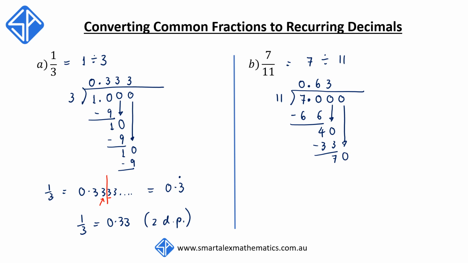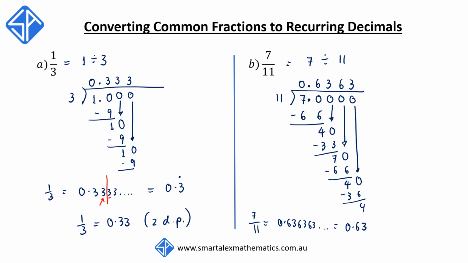Add a 0 and bring it down. 11 goes into 70 6 times. 11 times 6 is 66. Subtract. We're going to get a 4. Add another 0. Bring it down. 11 goes into 40 3 times. 11 times 3 is 33. And you can see the pattern is repeating. So 7/11 is the same as 0.636363, and so on and so on, which is 0.63 with the dots on top of the 6 and the 3.